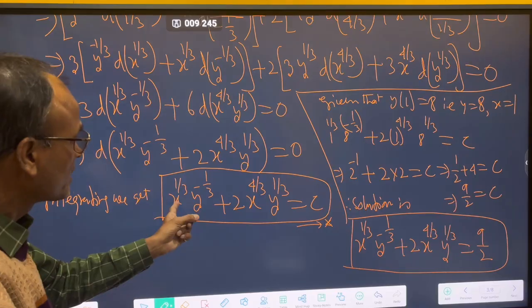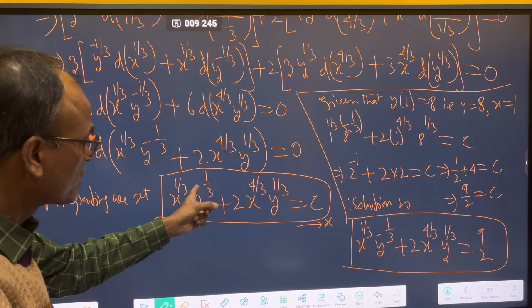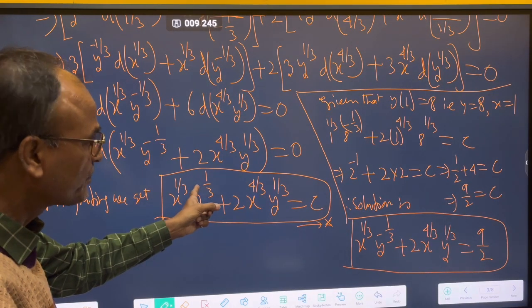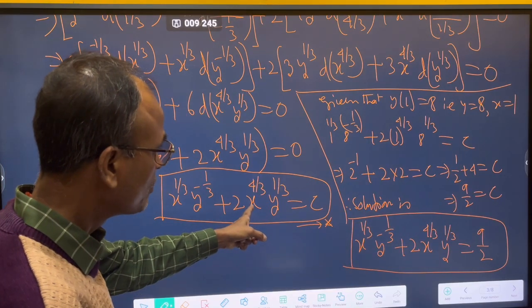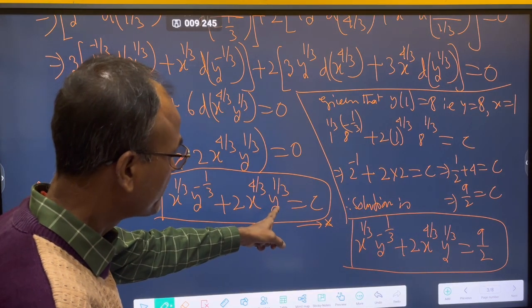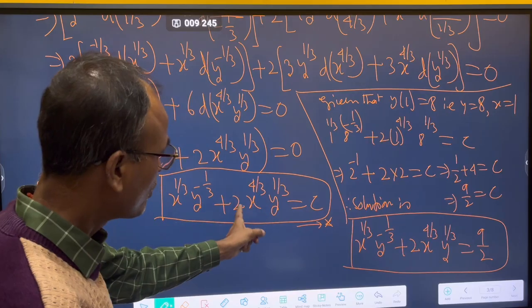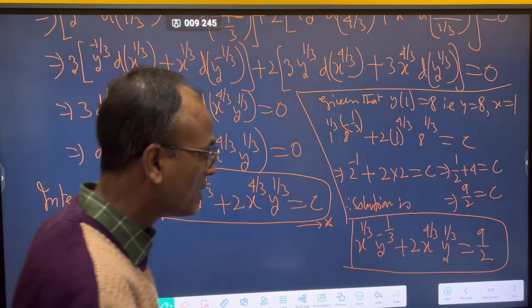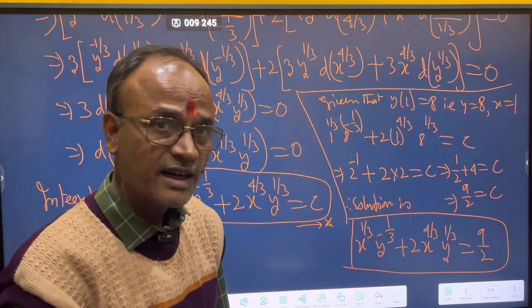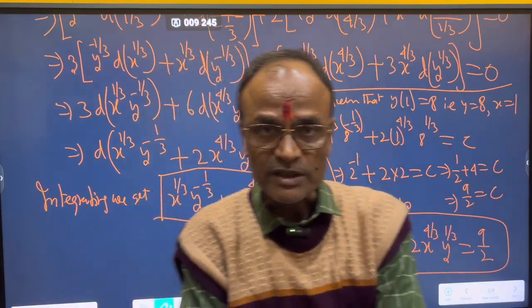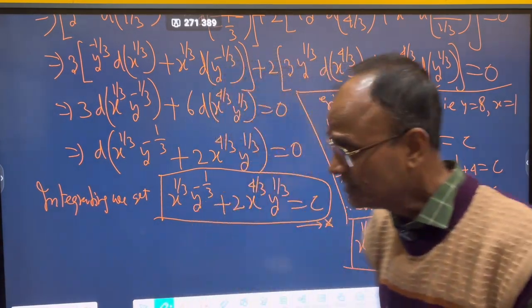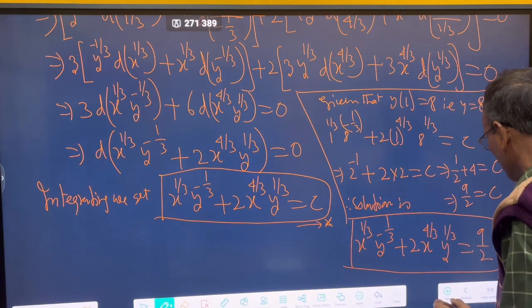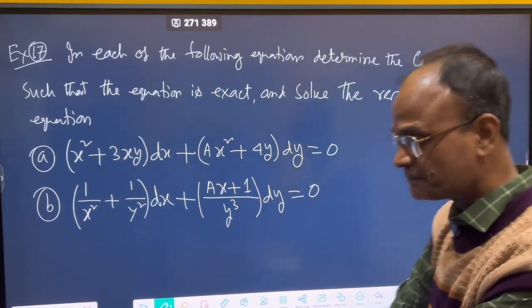Am I right? 2 to the power minus 1 is 1 by 2, and y equal to 8 means this will be 2, already 2 is there, so 4, plus 1 by 2, gives 9 by 2. This is the final answer of the given differential equation. Therefore, we have solved question number 16. Let us try to solve question number 17.